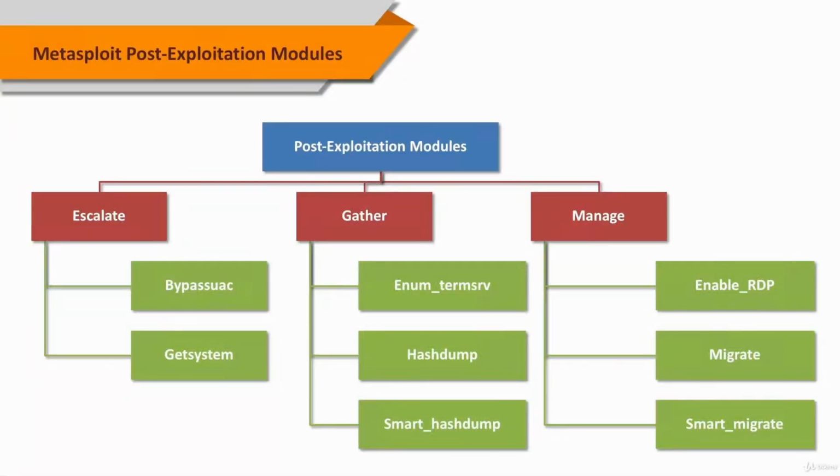The Escalate group includes the modules that are used to escalate privilege and bypass the restrictions. The Gather group has the biggest number of modules. These modules are used to gather information from the compromised system. And Manage modules change the configuration of the victim system. So let's see the modules first, and then we'll run a few of them as examples.